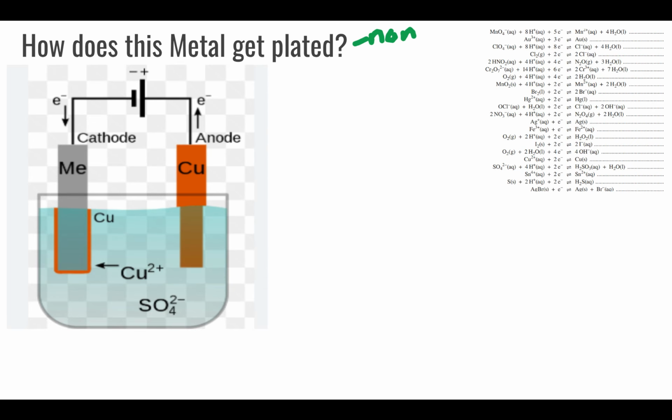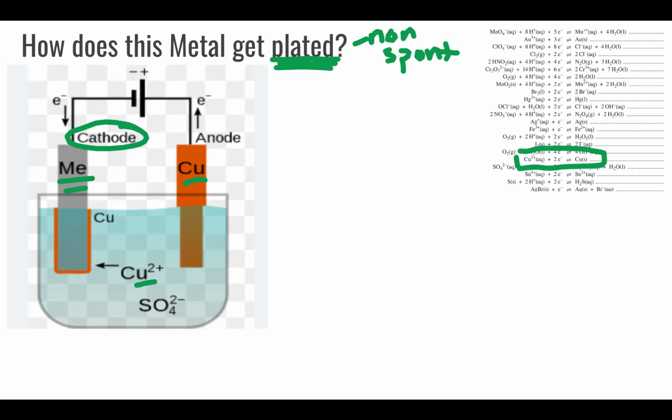So non-spontaneous. When you're taking a look, it's not telling you what this metal is. It's just saying it's a metal, and that's happening at the cathode. And that should make sense because all the metals that get plated always get plated at the cathode. So if you took a look at your data booklet and you find what else is in there, which would be your copper, and we take a look at where we find copper, which is this half reaction right here.